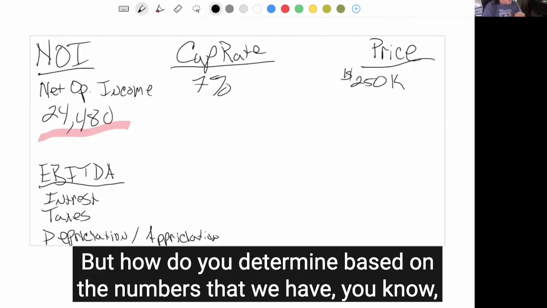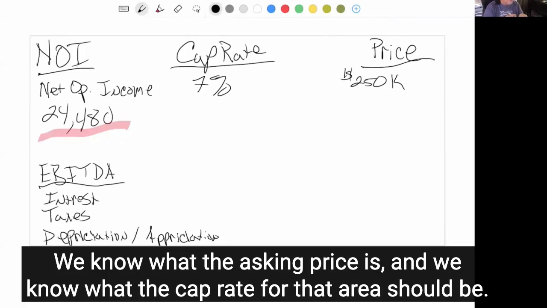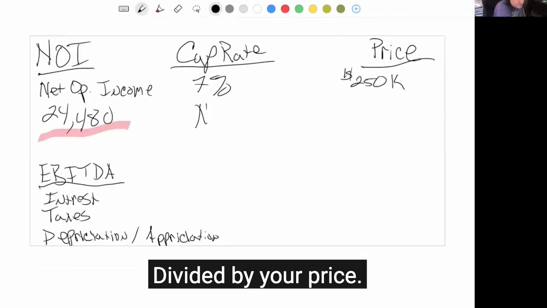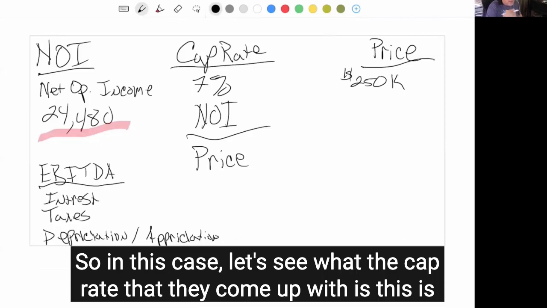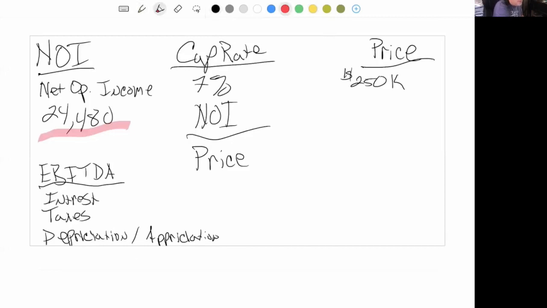But how do you determine, based on the numbers that we have? We have the net operating income, we know what the asking price is, and we know what the cap rate for that area should be. So the equation is this. When you're coming up with your cap rate, it's your NOI divided by your price. Okay? So in this case, let's see what the cap rate that they come up with is. 7% is what it should be, right?